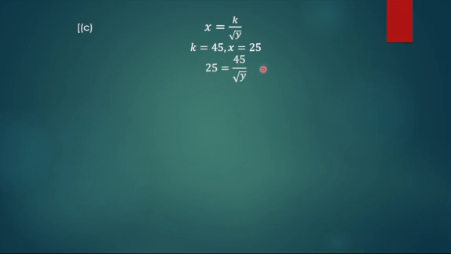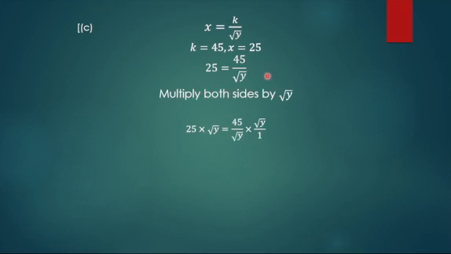So what do we do here? We need to make y the subject of the formula. How do we do that? We simply multiply both sides by root y. When we do that, root y will multiply 25, and root y will multiply 45 over root y. Root y can divide root y, leaving 45. And then we have 25 root y is equal to 45.